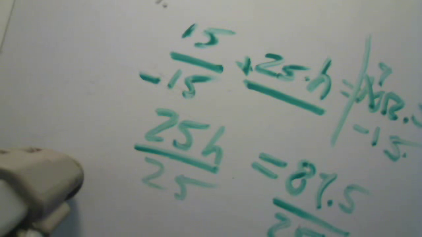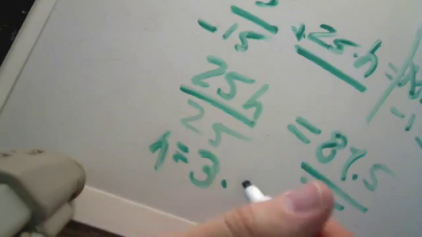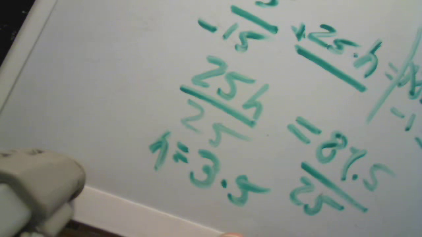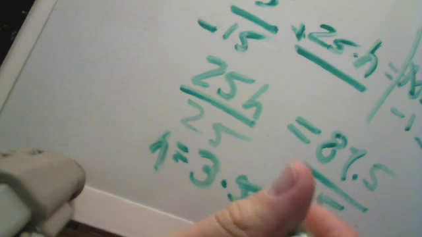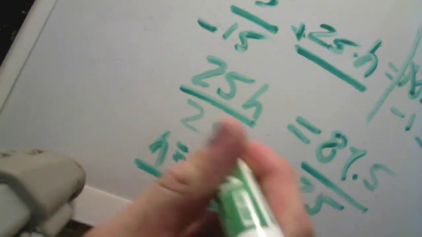So now we can use a calculator, or if you're really good with doing that, you get 87.5 divided by 25 is equal to 3.5. So H equals 3.5. We have to remember, what does that mean? 3.5 what? So we look back, and it's talking about hours of labor. So that means we write down hours. 3.5 hours of work.